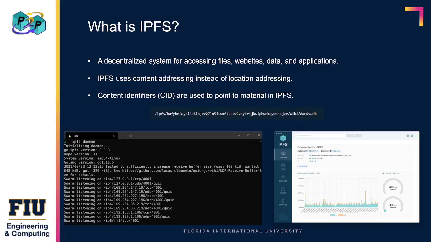All right, so what is IPFS? IPFS is a decentralized system for accessing files, websites, data, and applications. It does this by finding data related to its content as opposed to its location. So where normally a URL would be used to look up information by its location, content identifiers known as CIDs are used to point to that information in IPFS. An example of a CID is a long string of letters and numbers like the one we have listed below. Next slide.